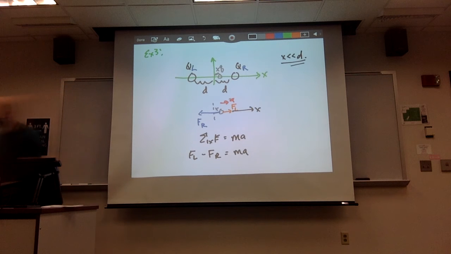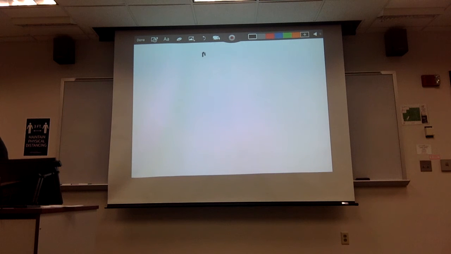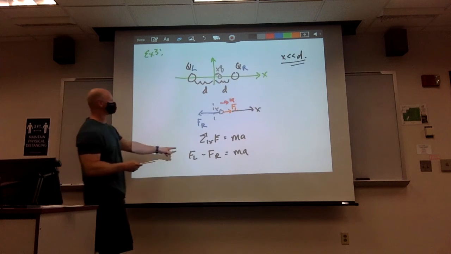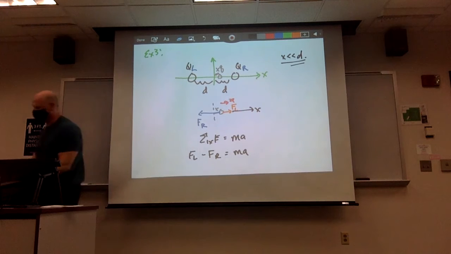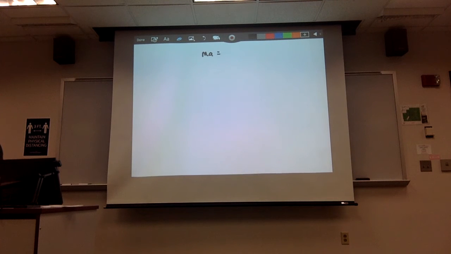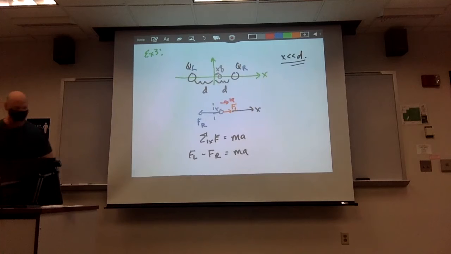Now, let's apply Coulomb's law. So Coulomb's law now says that the mass times the acceleration is equal to, so let's go back. F left is going to be what? K times Q left times Q. So let's put that in. That's the numerator portion.